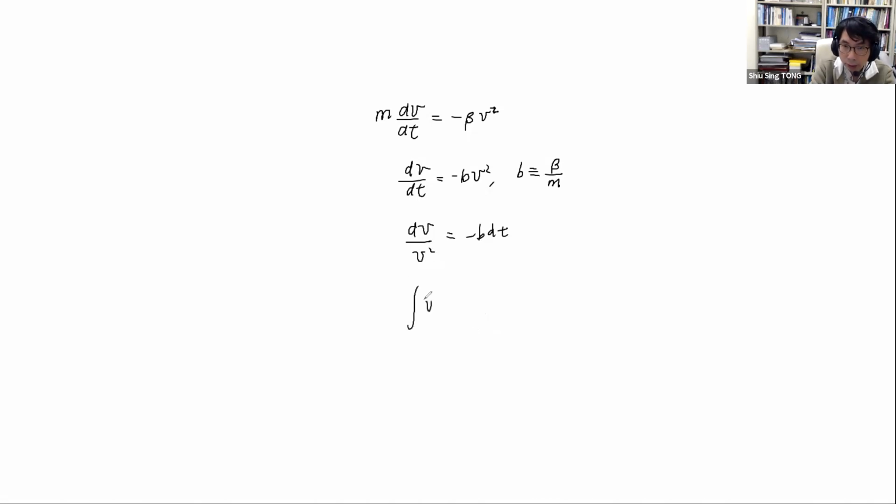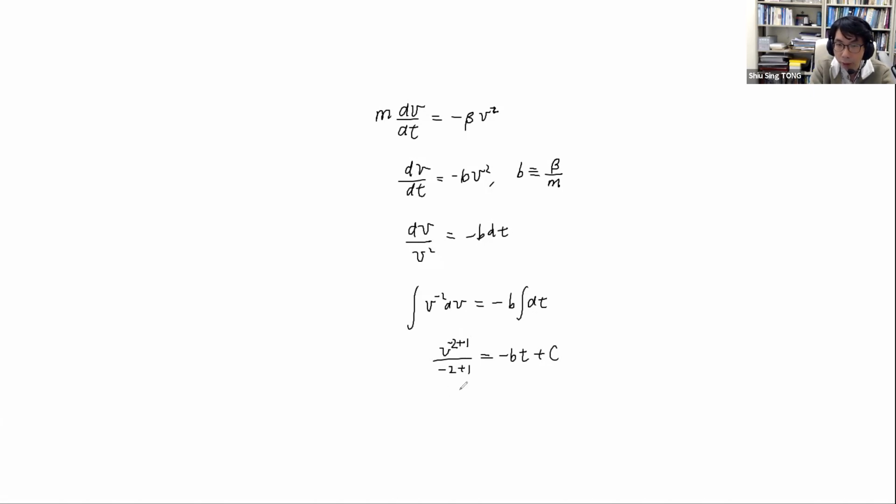We integrate this one with respect to dv, and on the right-hand side, we simply integrate dt. The rules of integration tell us that this is v to the power of minus 2 plus 1, divided by minus 2 plus 1. This is the power alpha: you integrate v to the power alpha, then you have v to the power alpha plus 1 divided by alpha plus 1. And on the right-hand side, you then have bt, but you have the integration constant. Is that right?